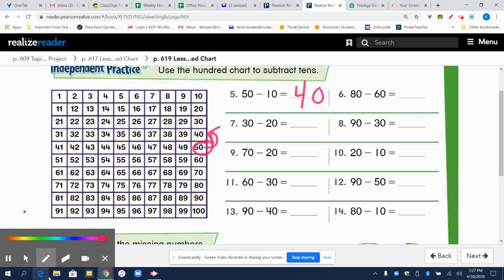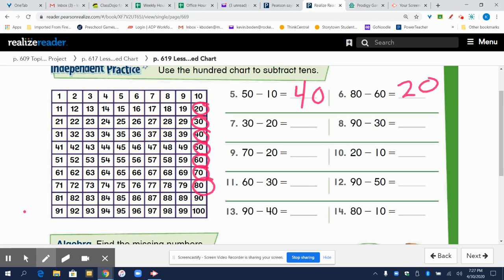Let's do another one. I'm going to get my eraser so it's not all sloppy. Number 6. Our equation is 80 minus 60. I found 80 on my hundreds chart. Now I'm going to take away 6 tens or 60. So I'm going to go 10, 20, 30, 40, 50, 60. I took away 6 tens and I stopped at, that's right, number 20.